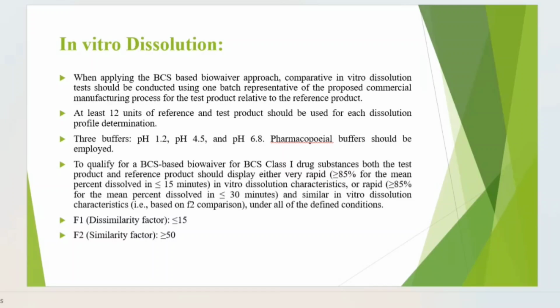Then to qualify for a BCS based biowaiver, for BCS class 1 drug substances, both the test product and the reference product should display either very rapid, that is more than or equal to 85% of the mean percent dissolved in less than or equal to 15 minutes, in vitro dissolution characteristics, or rapid, that is more than or equal to 85% for the mean percent dissolved in less than or equal to 30 minutes, and similar in vitro dissolution characteristics, that is based on F2 comparison under all of the defined conditions.